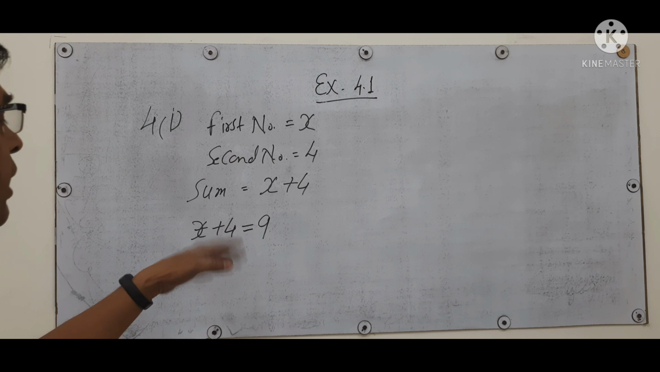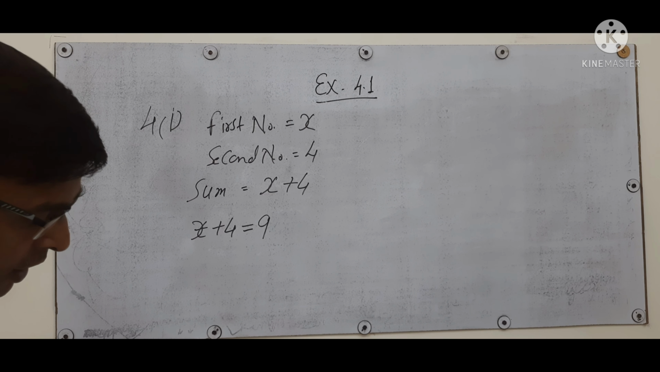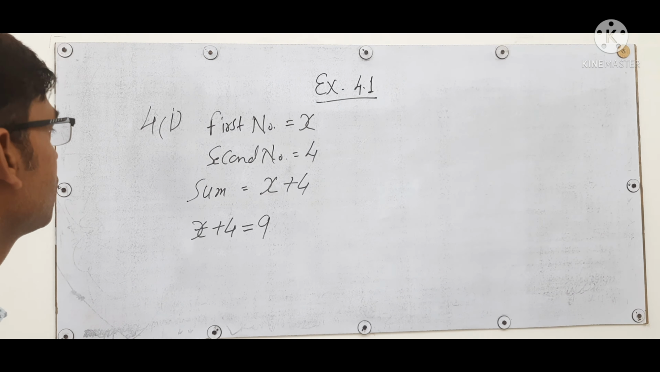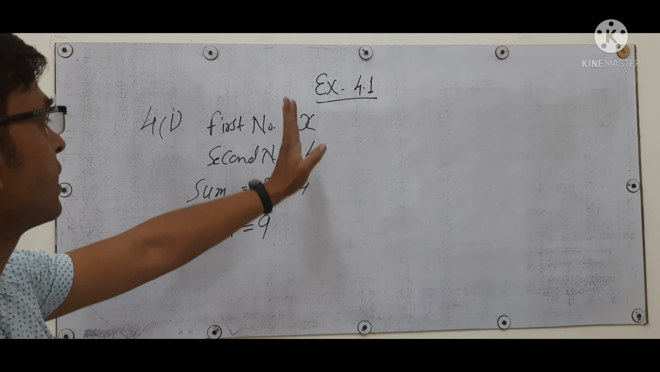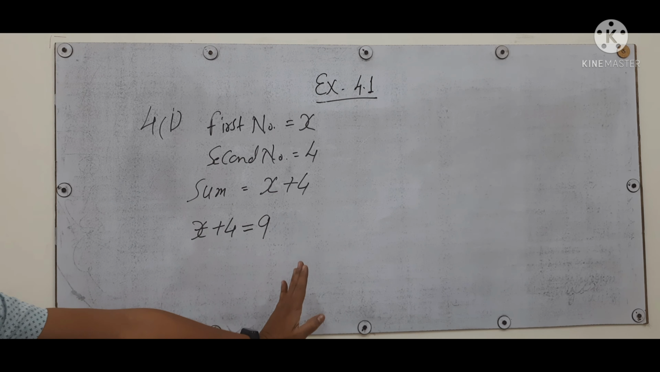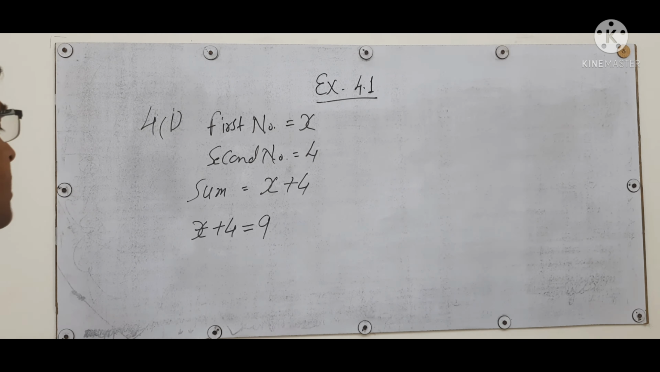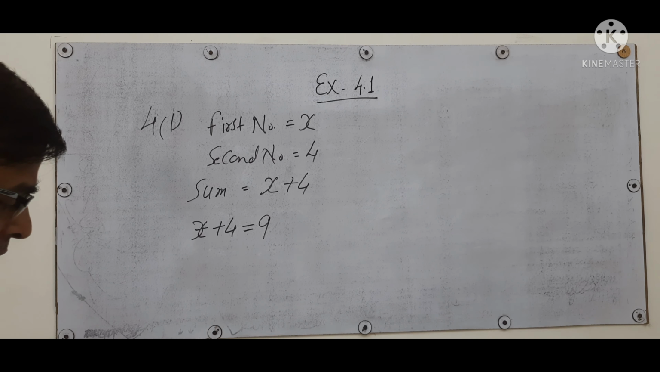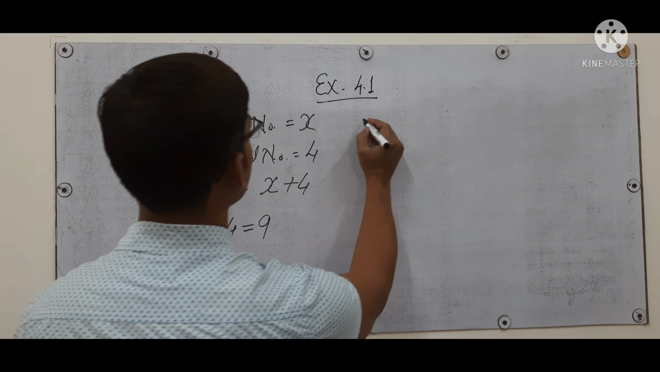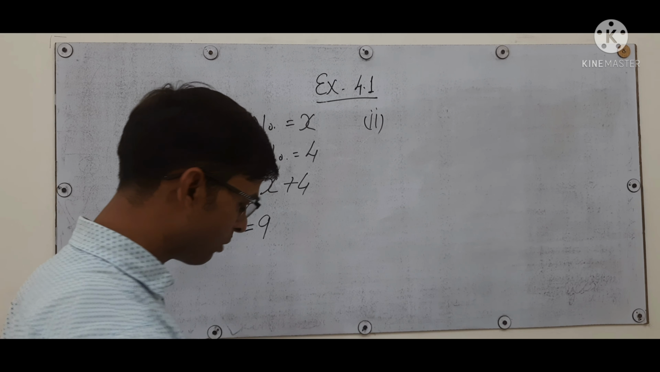So in this way we can write the statements in equation form. That is, the sum of two numbers, x and 4, when we add them, will be 9. That is, the left hand side will be x plus 4 and the right side will be 9. Okay, let's check what the answer will be for the second part.